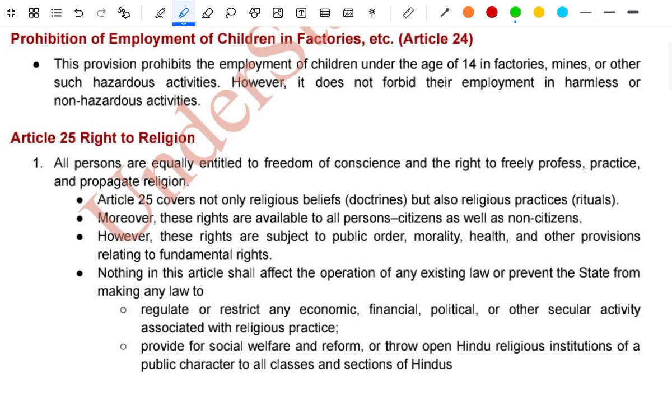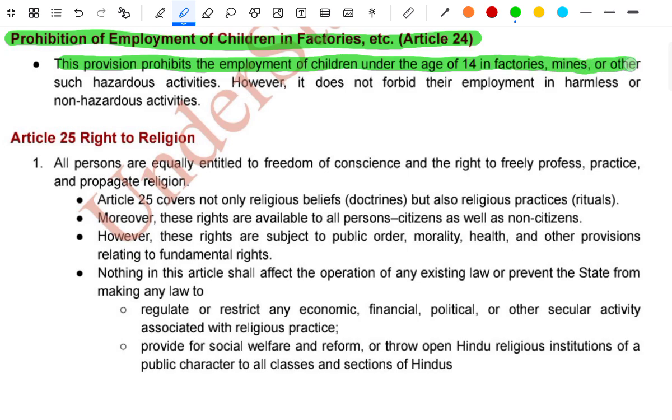Prohibition of employment of children in factories, etc., Article 24. This provision prohibits the employment of children under the age of 14 in factories, mines, or other hazardous activities. However, it does not forbid employment in harmless or non-hazardous activities.